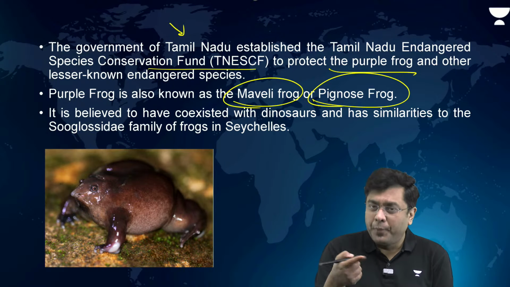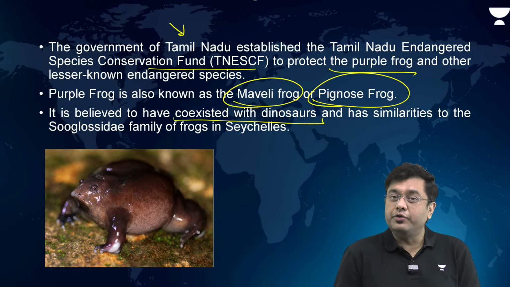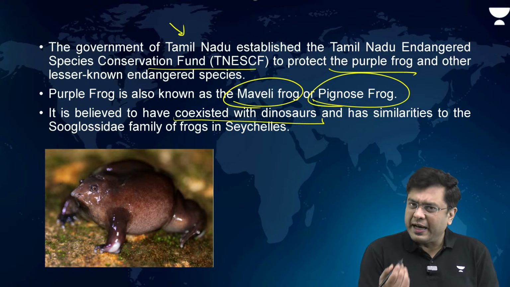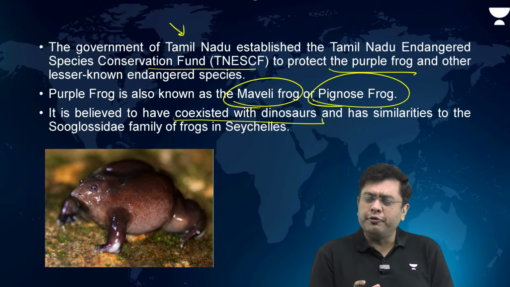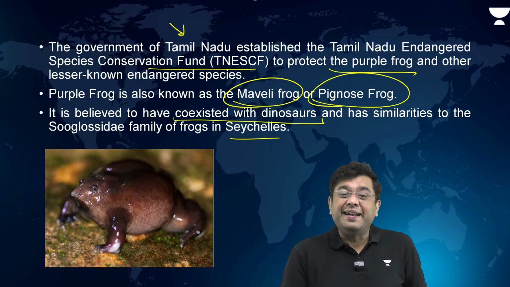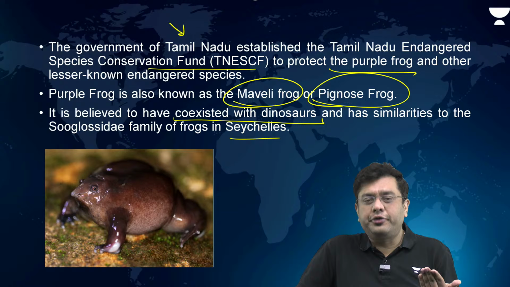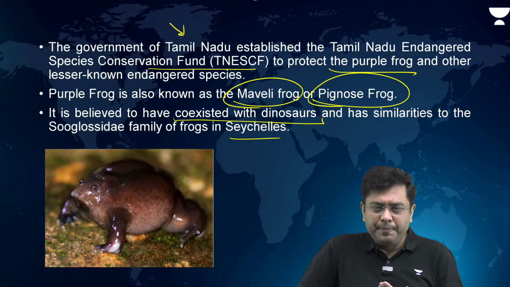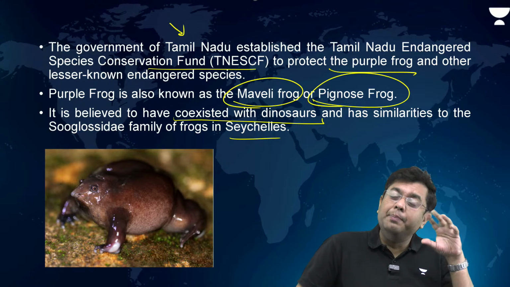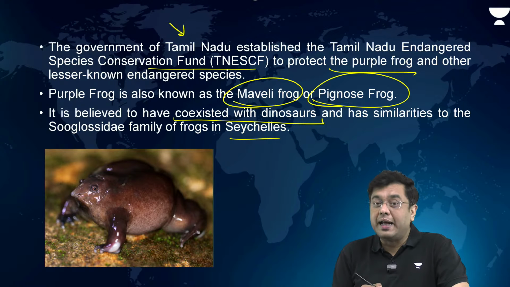Now, what is important for the purple frog is it is believed to have coexisted with dinosaurs, and it has a similar kind of morphology as the frog family in Seychelles as well. That is why oftentimes they are also referred to as the living fossils of the dinosaur era, which gives you an idea about the morphology and the body structure which existed during the dinosaur era.